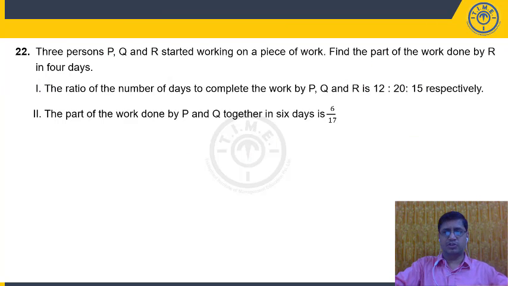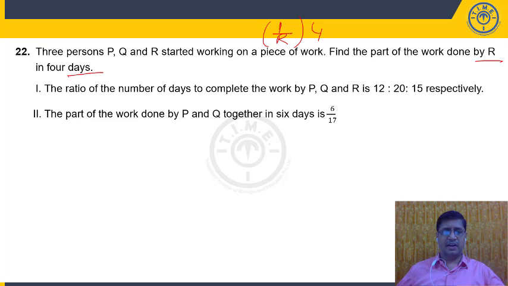Now look at the second question. Three persons P, Q, R started working on a piece of work. Find the part of the work done by R in 4 days. So R's 1 day work is equal to 1 by R, if P is equal to P, Q is equal to Q, R is equal to R, means in 1 day R can finish 1 by R, and 4 days means 4 into 1 by R. What is given in statement 1?